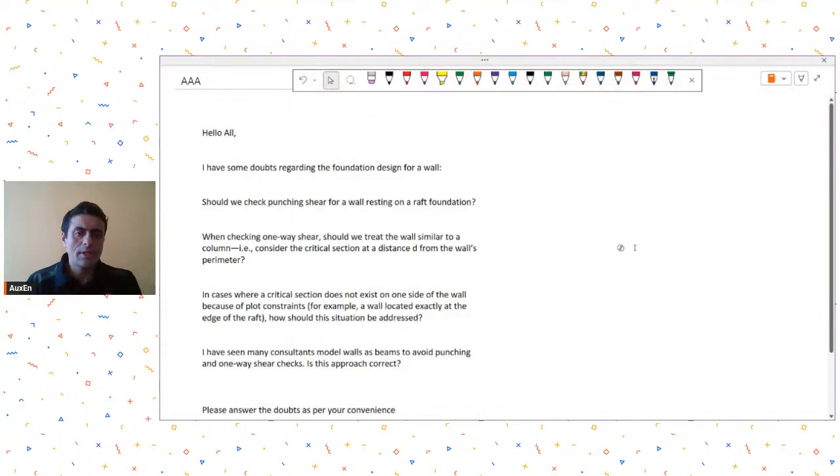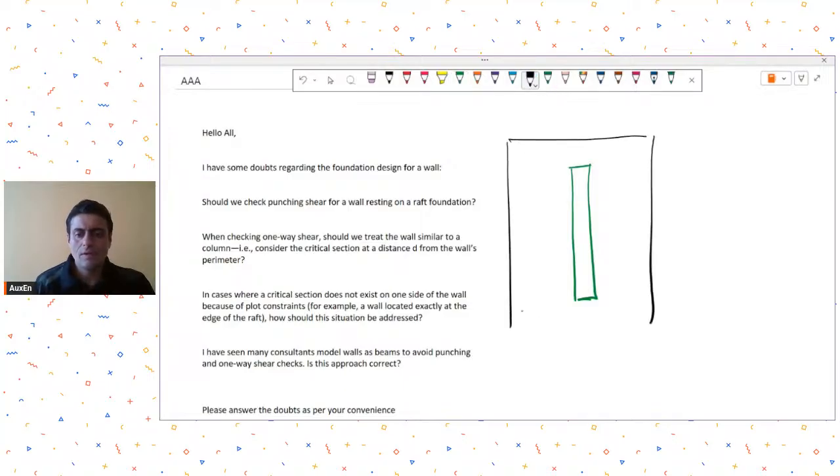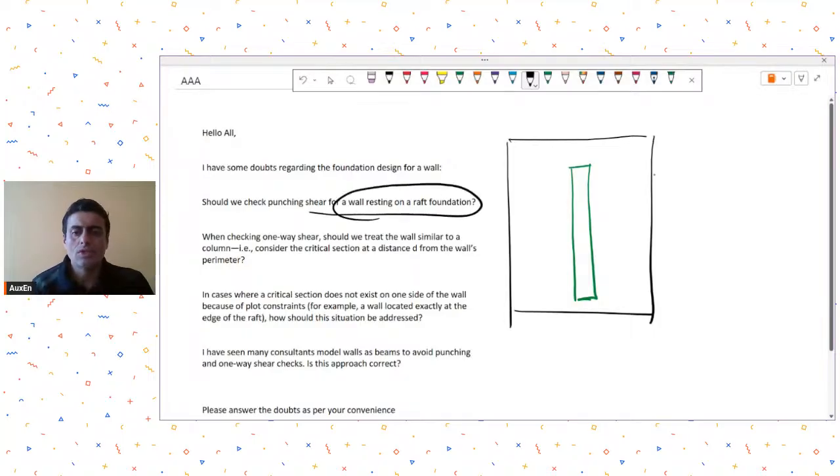I have some doubts regarding the foundation design of a wall. Should we check punching shear for a wall resting on raft foundation? So for example, I'm showing you the plan view. This is a wall and it is resting on some foundation. So now he's asking, should we check punching shear for a wall resting on raft foundation? So yes, you should check punching, you should check one-way shear, and then you should check for flexure. So these are the three actions that we check our general footings for. So the same should be done over here also.